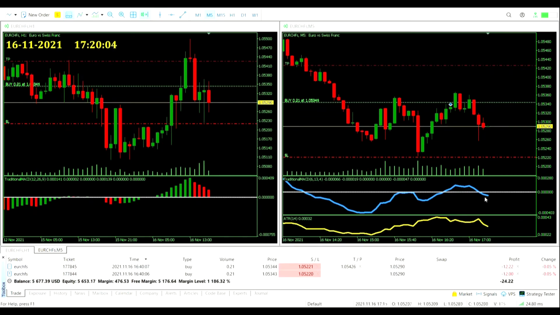And we've just seen the MACD line close beneath 0. We're not letting that signal invalidate our trade though. We don't have to close it based off that information.